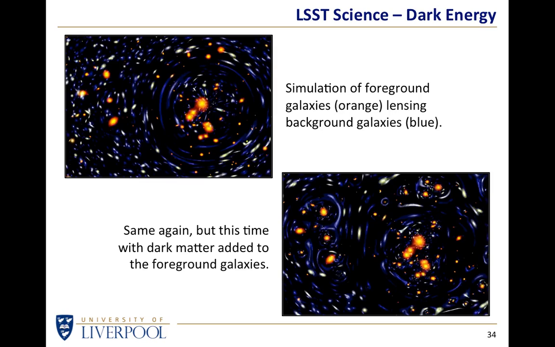So if the LSST can map out the positions, the locations, the colors, the amount of distortion apparent in lots of different galaxies, we'll be able to get a handle on how much dark matter is out there. And as I said earlier, if we can get an idea of the dark matter distribution as a function of the age of the universe, it gives us a handle on what dark energy has been doing in our universe all this time.